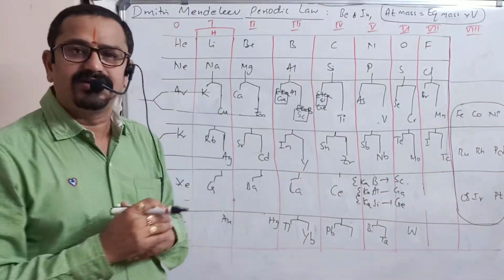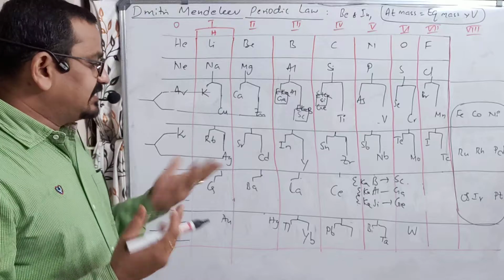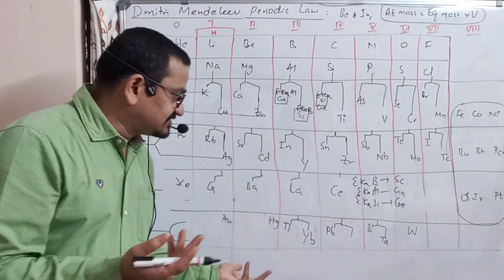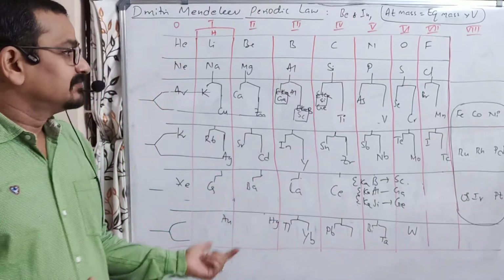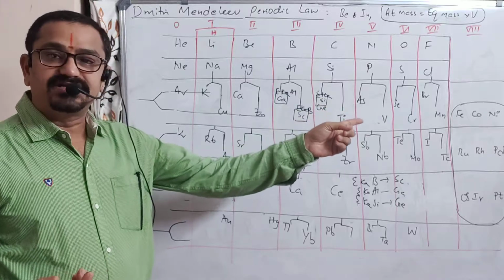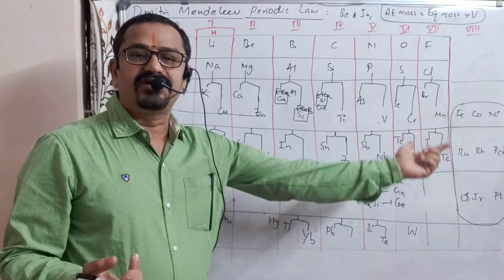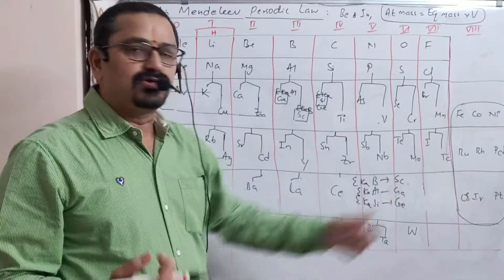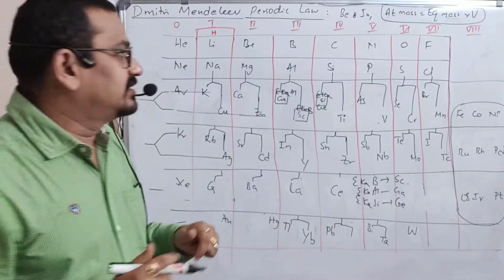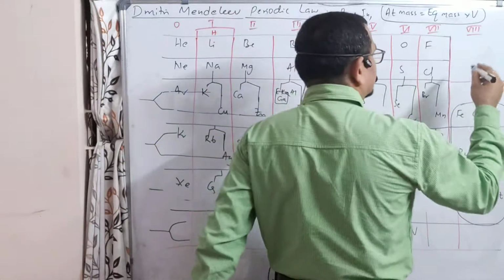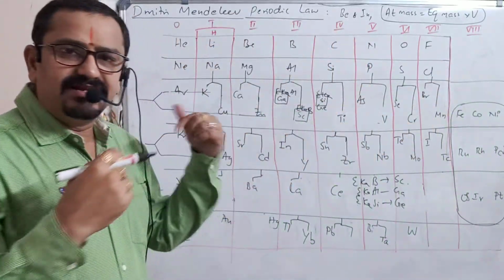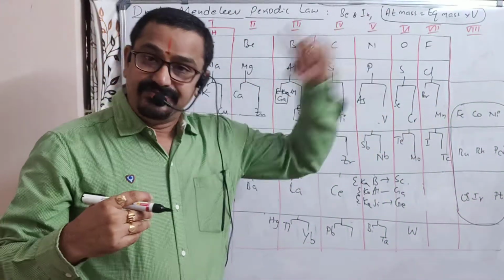This theory has some drawbacks also. Inner transition elements, the f-block elements, were not given any position in this. And these transition triads were written separately. Some transition elements were written in a mixed manner, and some were written separately under the 8th group. Another drawback of Mendeleev's periodic law was that he arranged these elements in increasing atomic mass.